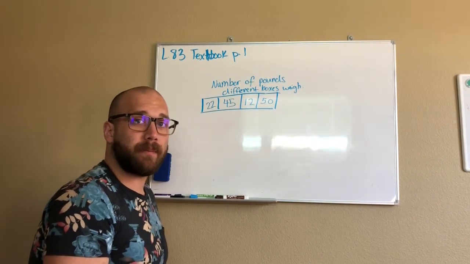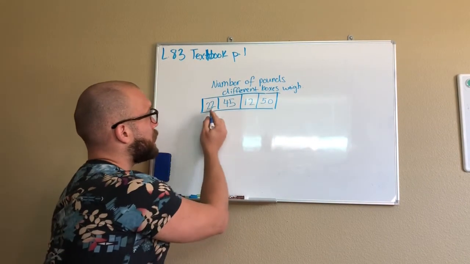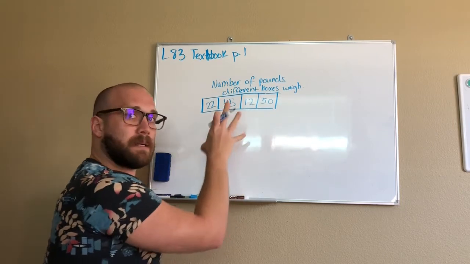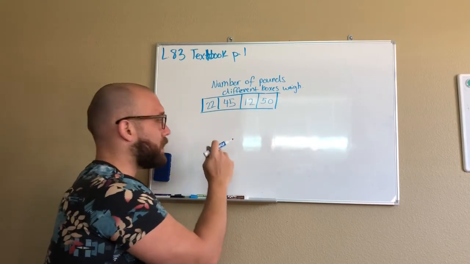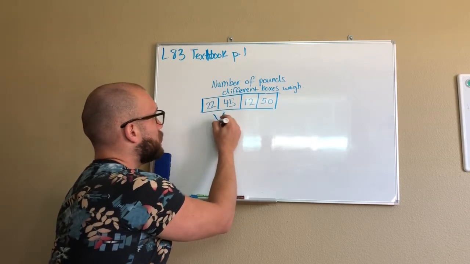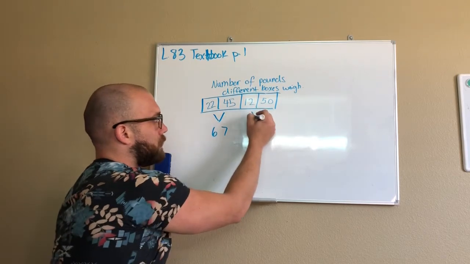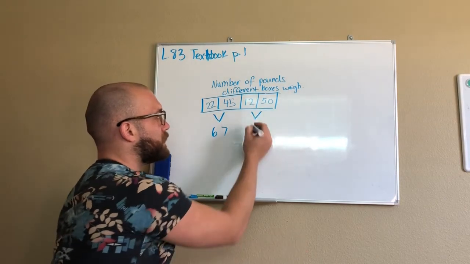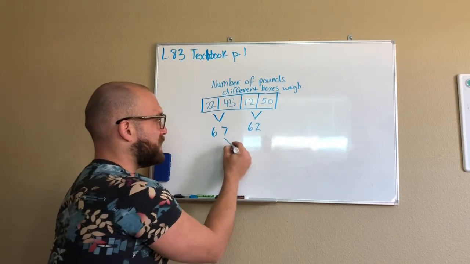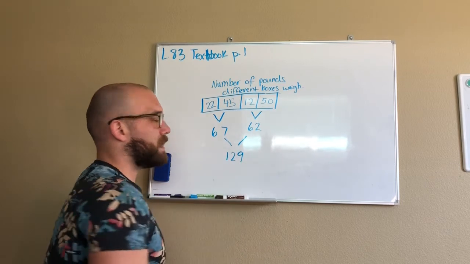Add them together. So we're going to add these together. I'm going to add these 2 together, and then I'm going to add these 2 together. Once I do that, I'm going to add them together after that. So 22 plus 45 gives me 67. 12 plus 50, 62. Now I'm going to add these 2 together, and I have 129.